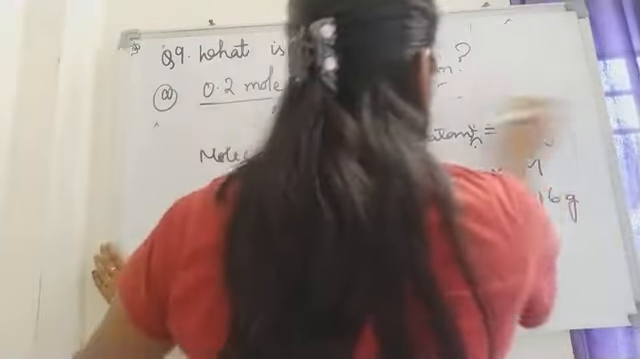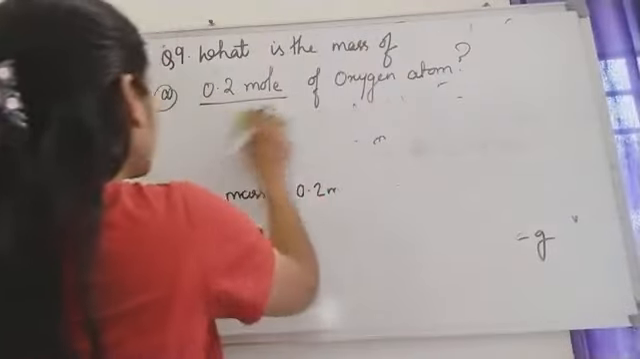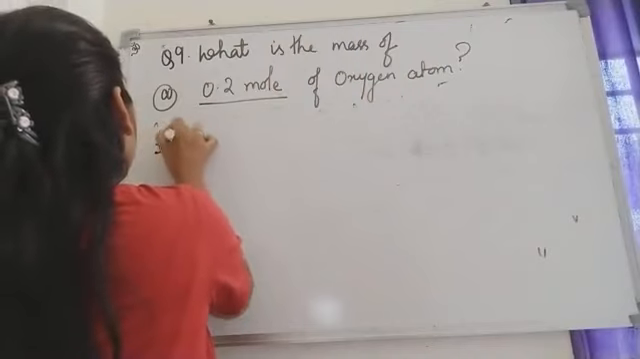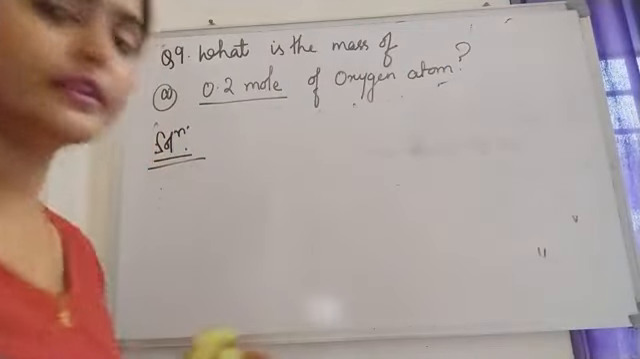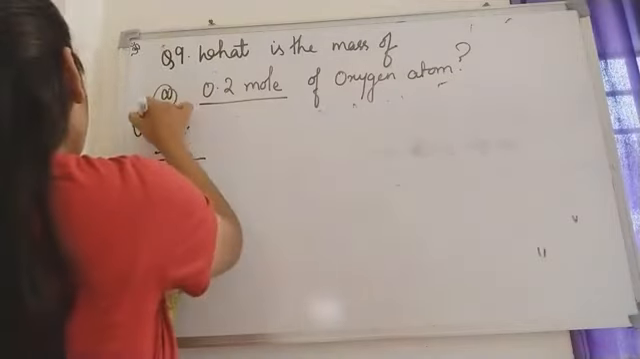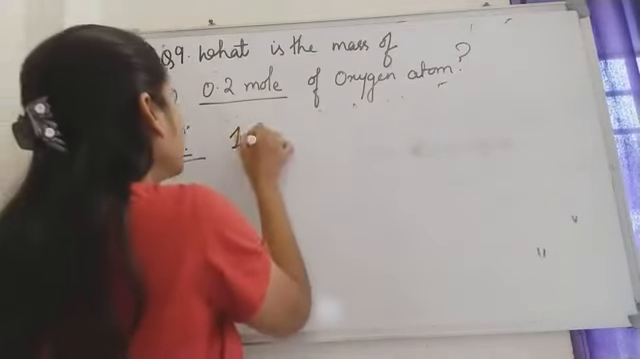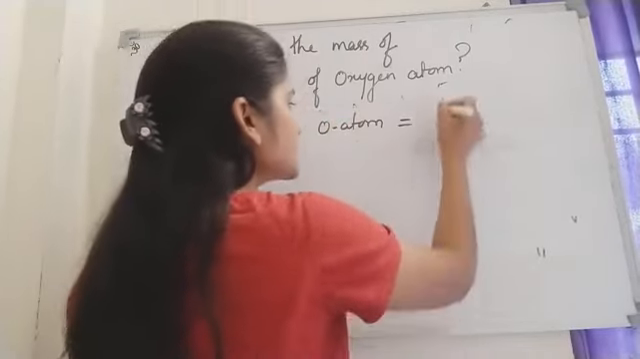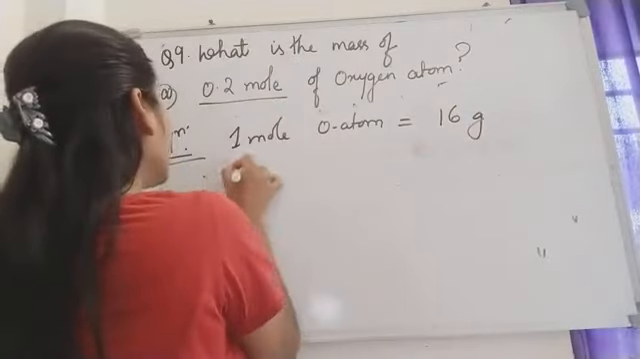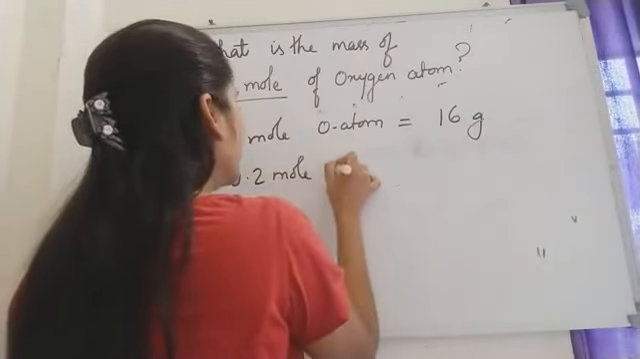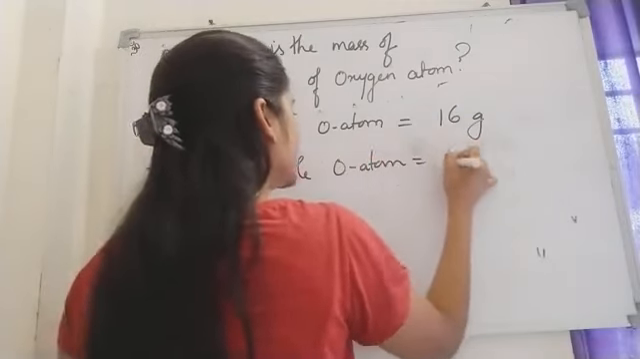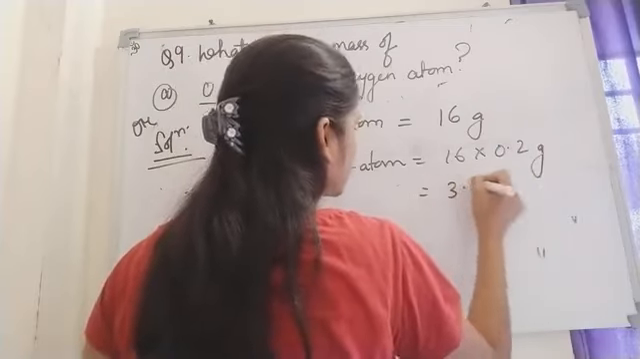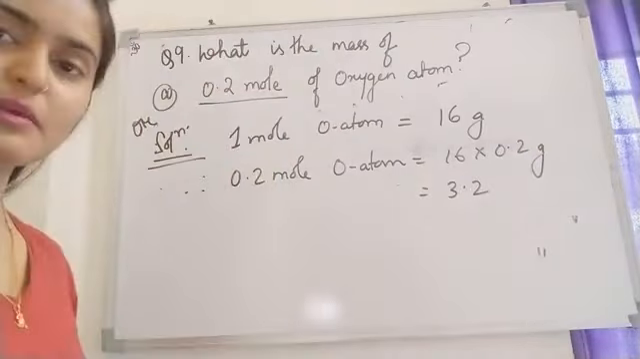Now the next one I'll show you, not directly using the formula, but of course using the formula only. You can write OR, either in that way or in this way. Now we know 1 mole of oxygen atom is equal to its atomic mass, that is 16 grams. So therefore 0.2 mole oxygen atom is equal to 16 into 0.2 gram. The unit will be gram. So this is 3.2, same.